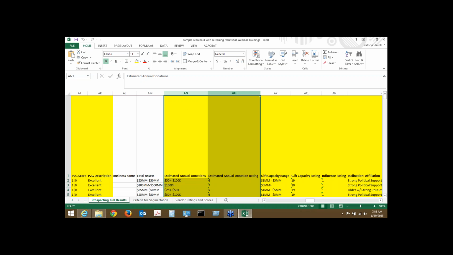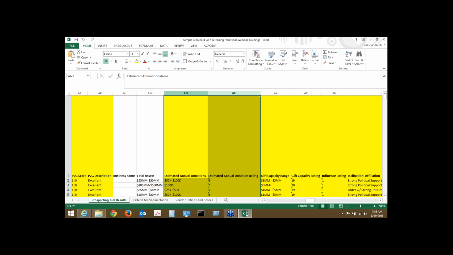And the only reason you have 2 columns is for sorting purposes. So the wealth screening company will give you dollar values, but if you tried to sort them, your 5,000s and 50,000s would all lump together. So they give you a rating score next to it of 0 through 7, 7 being the highest, which is $100,000. And that's the only reason you have 2.